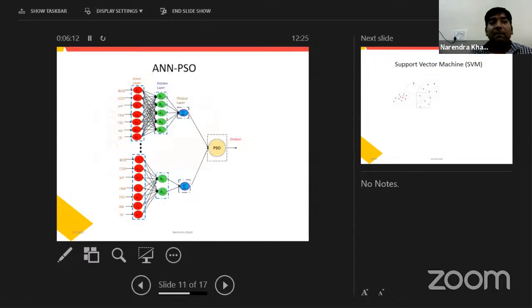In the second way, the artificial neural network with particle swarm optimization. We are designing the artificial neural network for that particular processing. Then we are optimizing the best model out of that using particle swarm optimization. In that, we have selected a few of the parameters which we are retrieving from the measurement system.